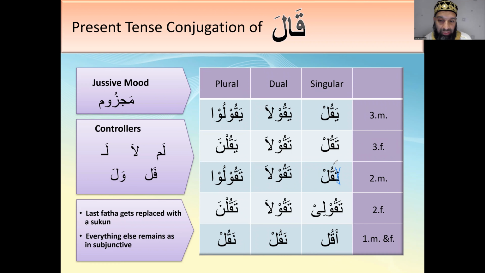Somebody wrote yes. This one here. So it's what remains. Look what's remained: qaf with a dhamma. That's remained, isn't it? So you add an alif if that was a sukoon. But because that is not a sukoon, job done. It's finished. Qul is your answer. Qul huwa Allah.